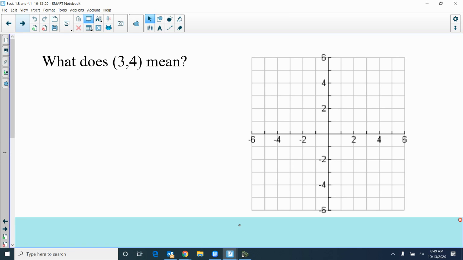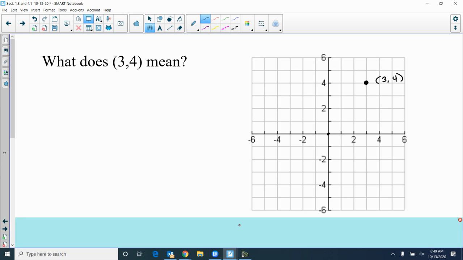Where is that point? Okay, Zane, do you know how to show me where that point is? I'm just curious. How would you tell me where to put it? Go over 3 from the x-axis. Which way over? To the right. So you start at the origin, 0, 0. So go right 3, and then what? And then go up 4. Okay, and that is correct. That is the point (3, 4). That gives you a specific point on a coordinate plane.